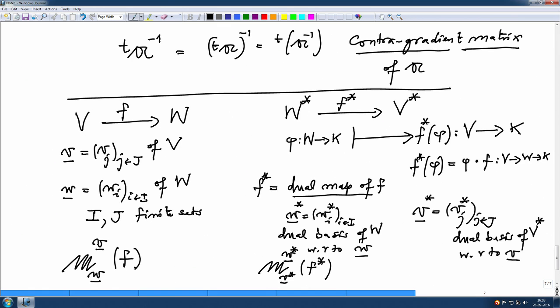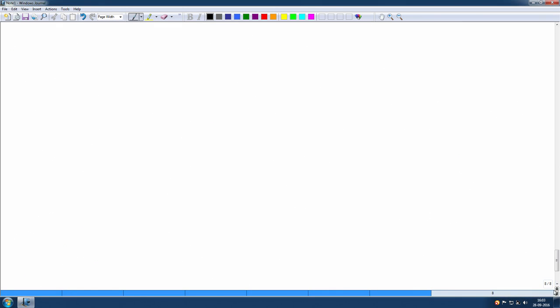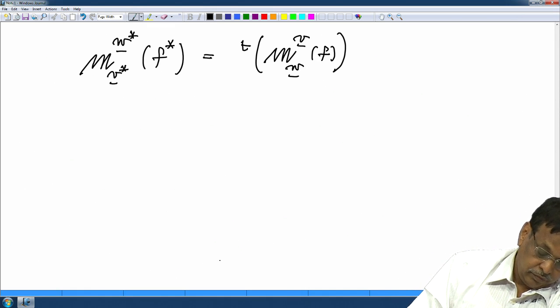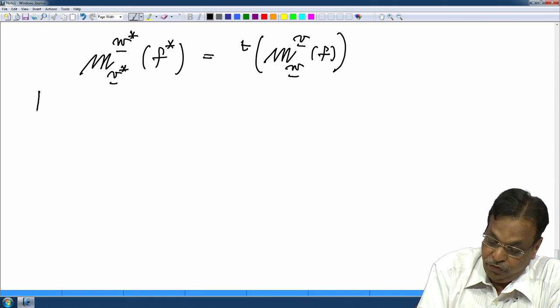See the strategy when you write these indices in this notation for the matrix of F: the top one comes from where the map is defined, and the down one is where the map is going into. So the relation is, one is the transpose of the other. So this M W star V star F star is nothing but the transpose of the matrix M V W F. The proof is very easy to check. Let us write down the proof.